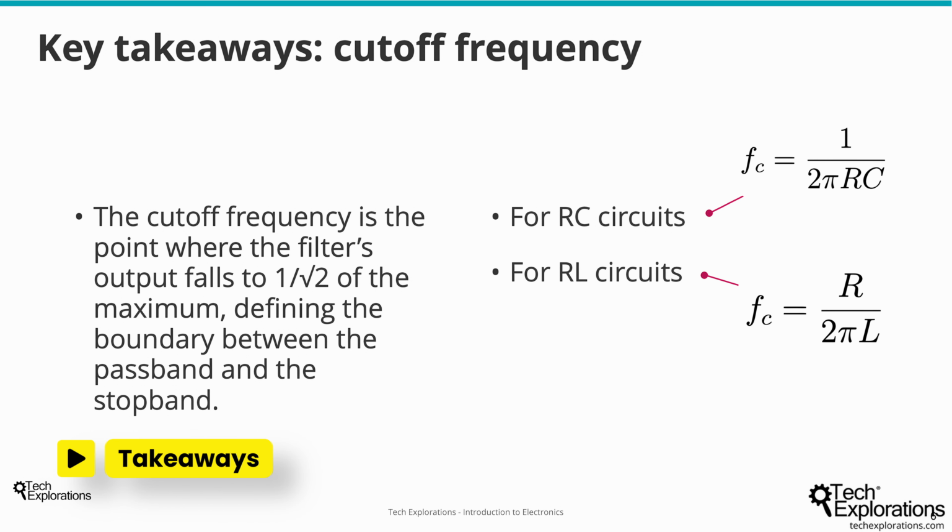The cutoff frequency is the point where the filter's output falls to 1 divided by square root of 2 of the maximum that defines the boundary between the passband and stopband. In RC filters, the formula that we use to calculate the cutoff frequency is this. And for RL filters, the formula is this.